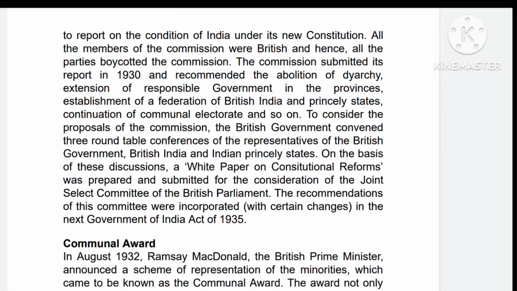To consider the proposals of the Commission, the British government convened three round-table conferences of the representatives of the British government, British India and Indian princely states. On the basis of these discussions, a white paper on constitutional reforms was prepared and submitted for the consideration of the Joint Select Committee and of the British Parliament. The recommendations of this committee were incorporated with certain changes in the next Government of India Act of 1935.